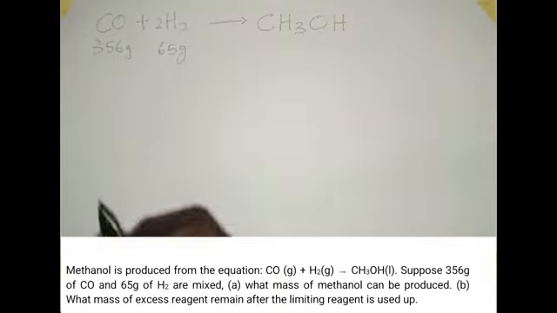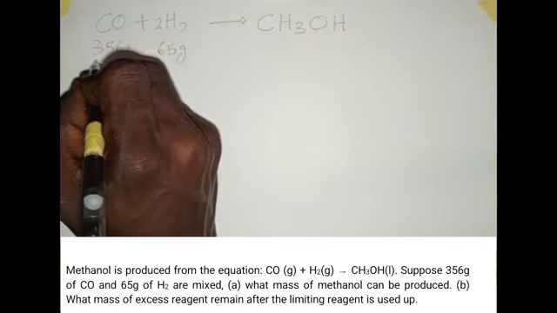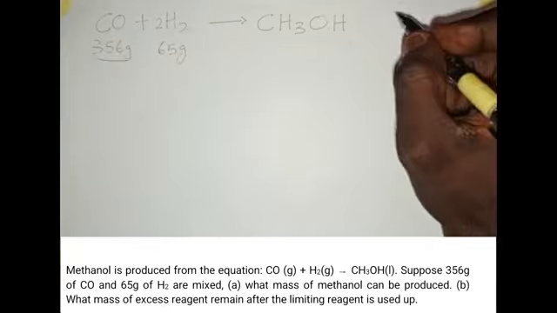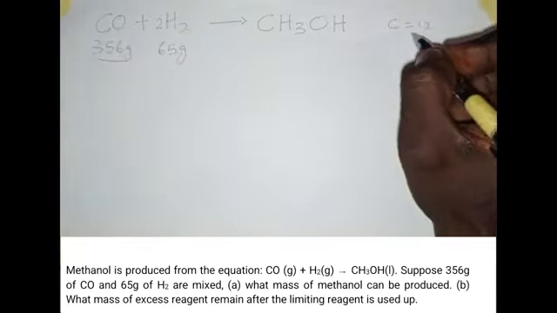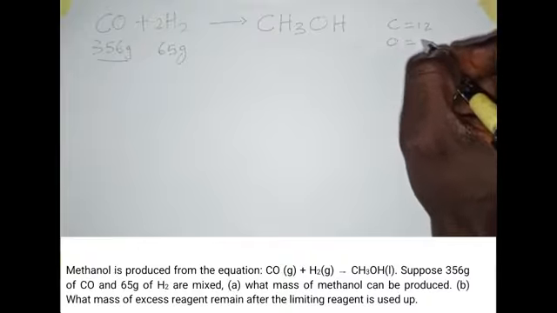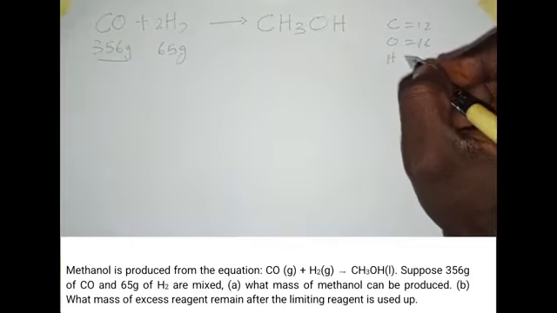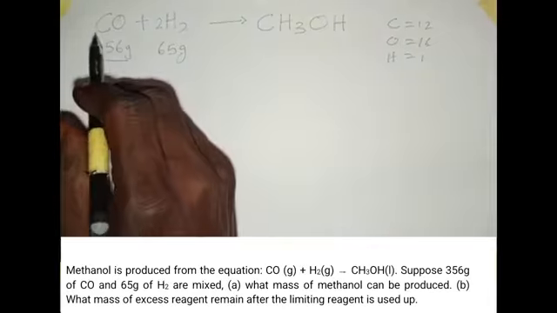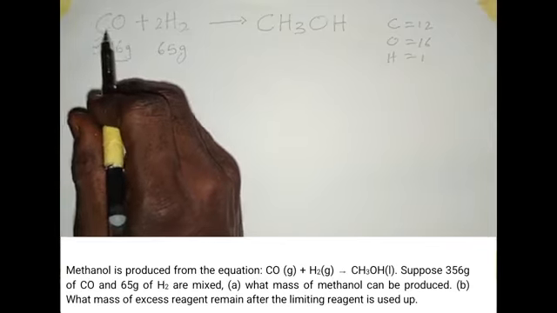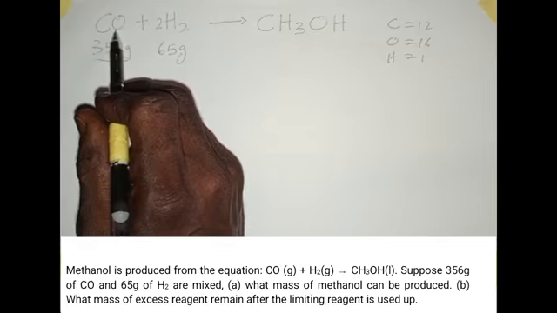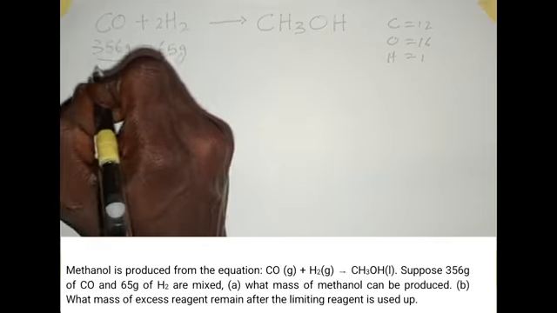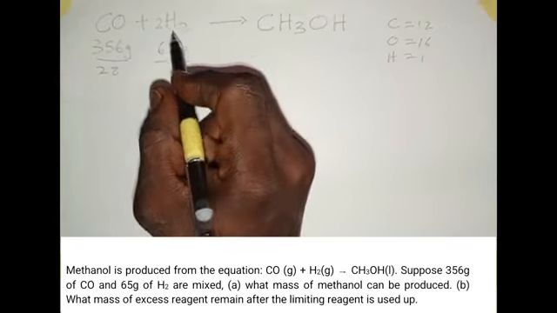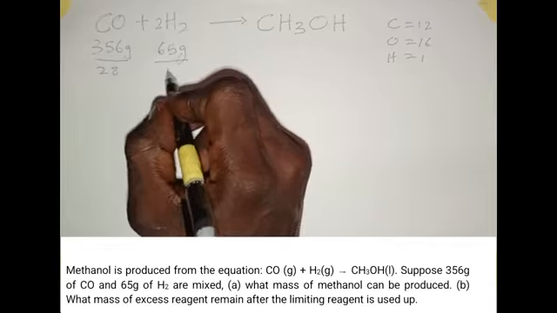So we're going to have that 356 that is given here. I'm going to be dividing this by the molecular weight here. Carbon is 12, O is equal to 16, and H is equal to 1. All right, so now let us sum it up. So carbon monoxide is going to be 12 plus 16, which is 28. So I'm dividing this by 28, and I'm dividing this by hydrogen, which is 1, 1 times 2 is 2, 2 times 2 is 4.